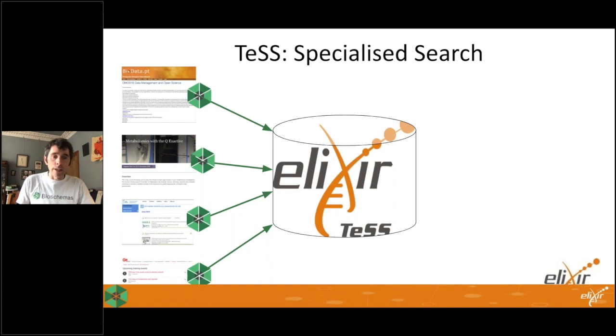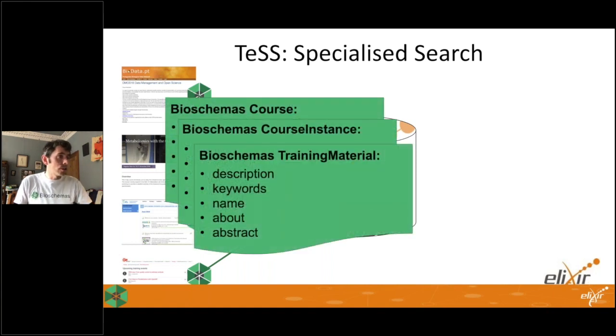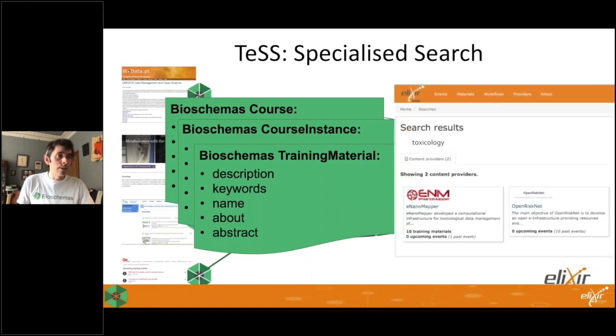It's using the CourseInstance and the TrainingMaterial profiles. But once that content is in there, it allows you to do faceted search within the TeSS environment. And this allows you to find the training events that you're interested in in a far better way.